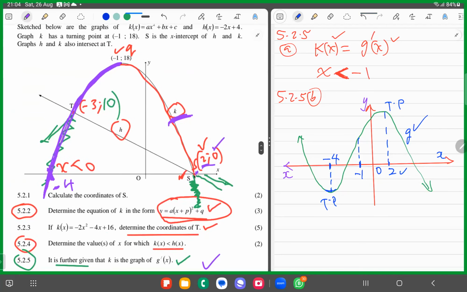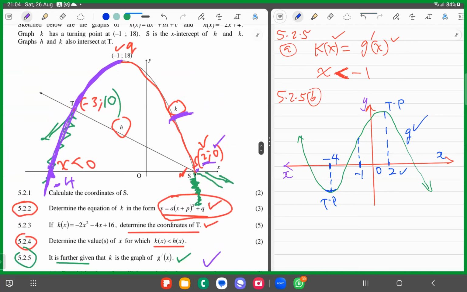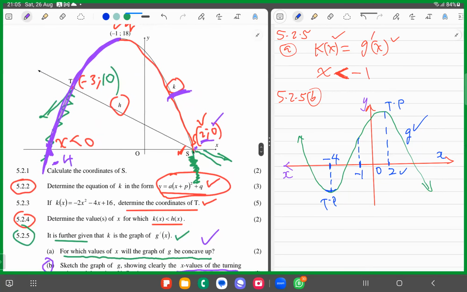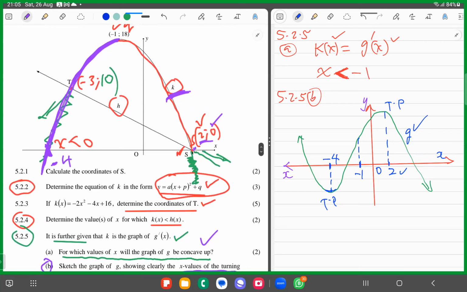So, you need to also show clearly the x values of the turning points and the point of inflection. Right, so the point of inflection would be at the point where the second derivative of g itself is equal to 0. And this one is going to be the point of inflection.